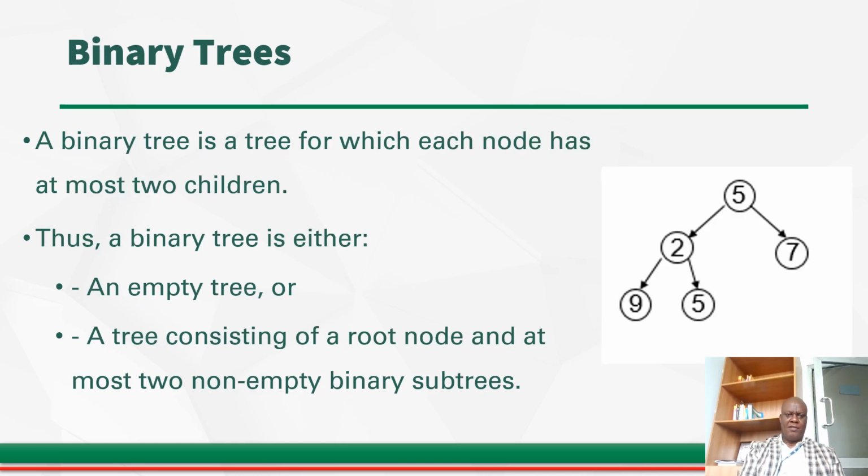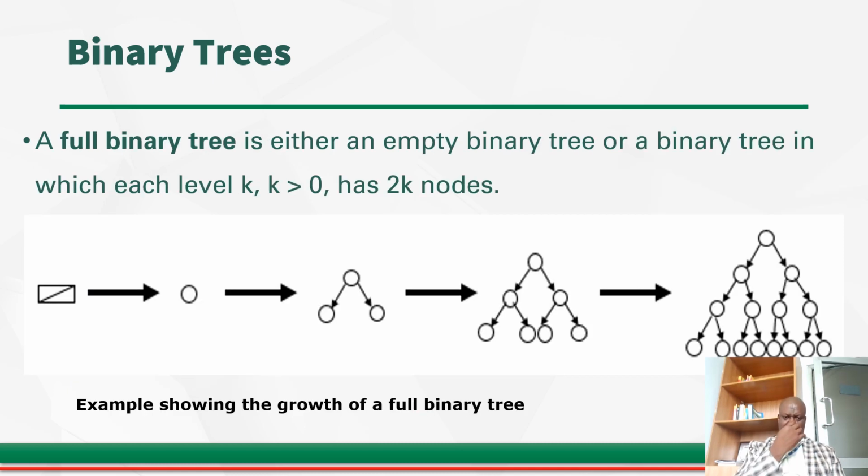Then let's look at a kind of tree called binary tree. A binary tree is a tree for which each node has at most 2 children. At most means the maximum number of children that particular node should be having is 2. So a binary tree is either an empty tree or a tree consisting of a root node and at most 2 non-empty binary trees.